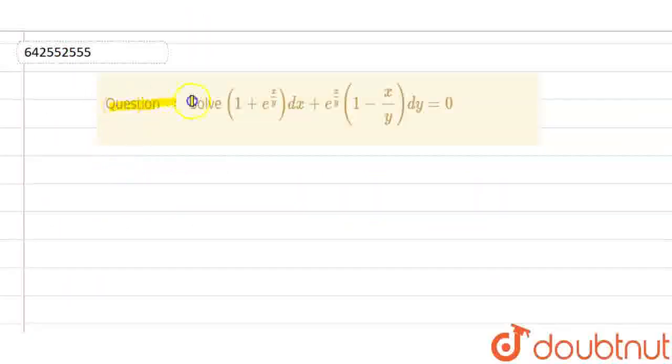The question that was given to us is: solve (1 + e^(x/y)) dx + e^(x/y) (1 - x/y) dy = 0. So we have to solve this differential equation.